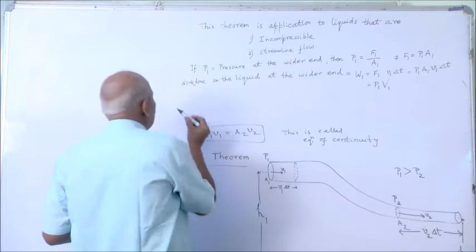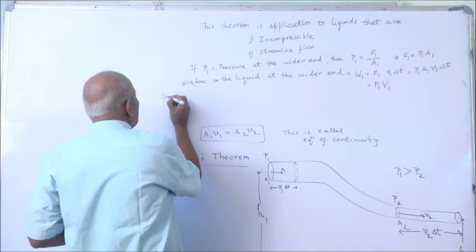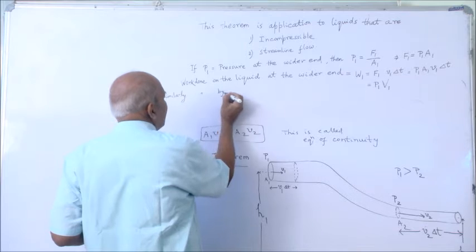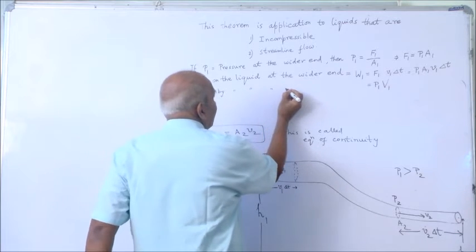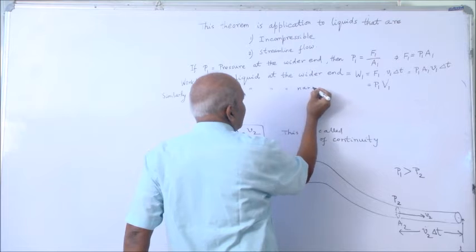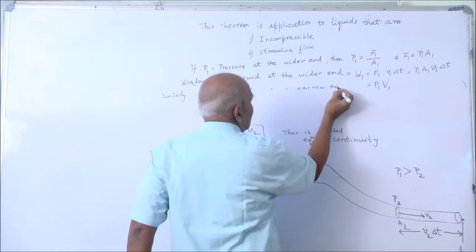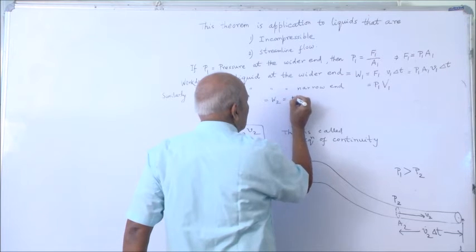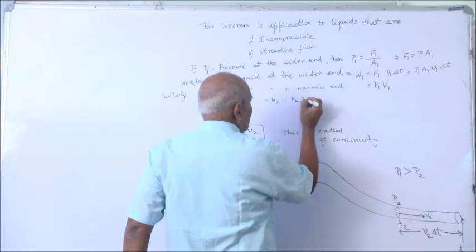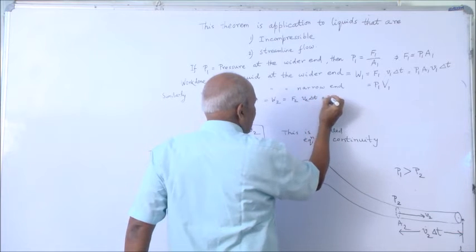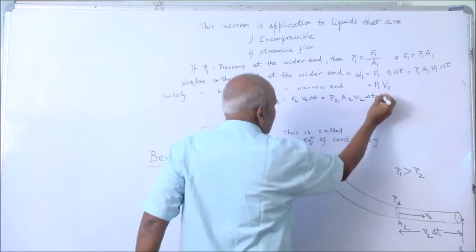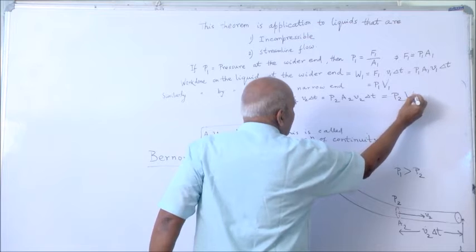So, similarly, we can write work done by the liquid at the narrow end is equal to W2 is equal to F2, then V2 delta t. F2 is P2 A2, V2 delta t, that is P2 capital V2.